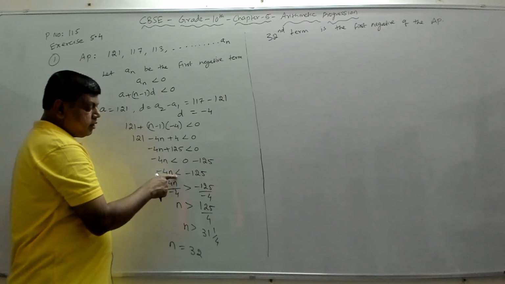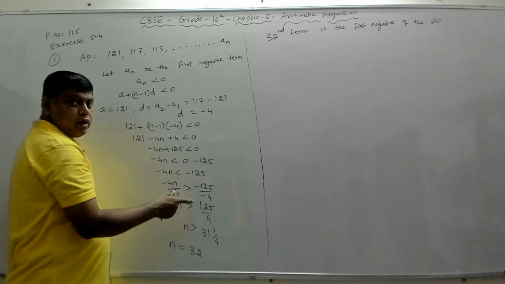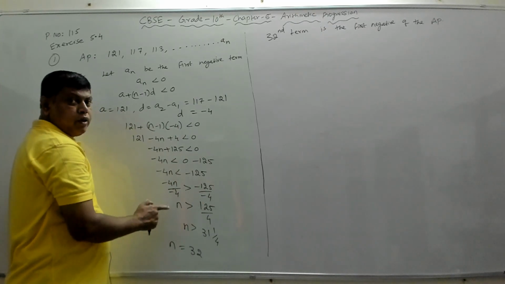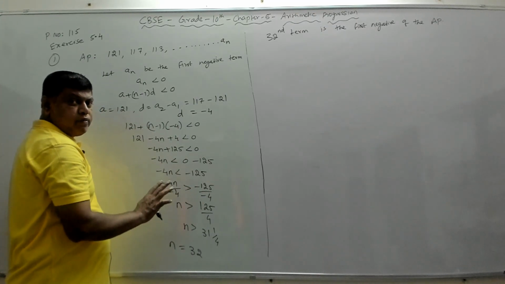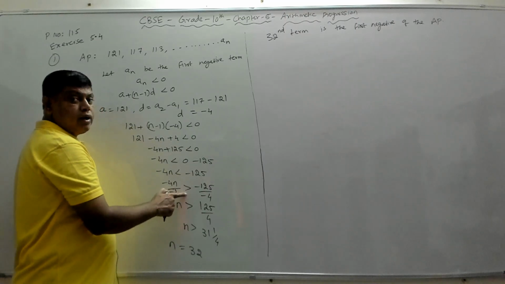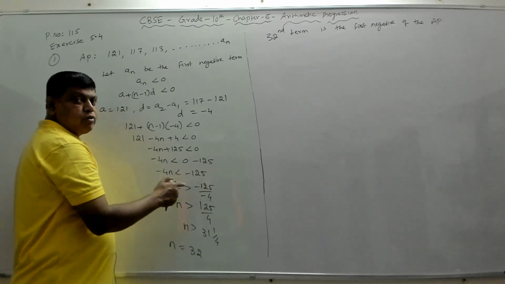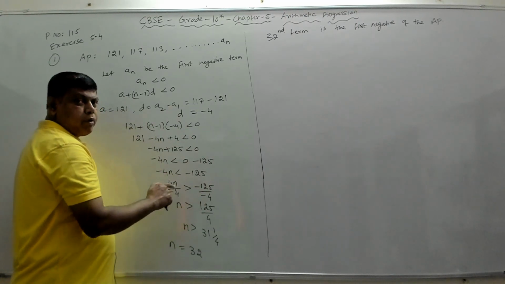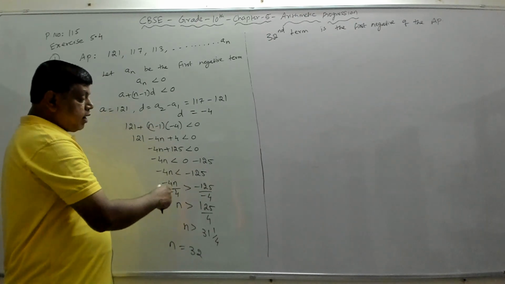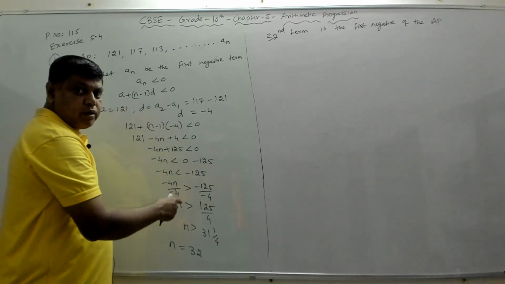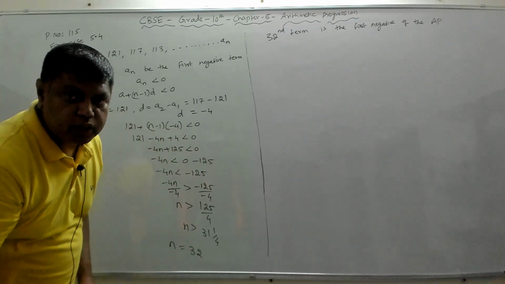So here it is less than. Suddenly it has become greater than. Why? Because we are dividing by a negative number. If you divide by a positive number, then the inequality will not change. If it is less than, you will put less than when you divide or multiply by a positive number, right? But if you divide or multiply by a negative number, then your inequality will change.